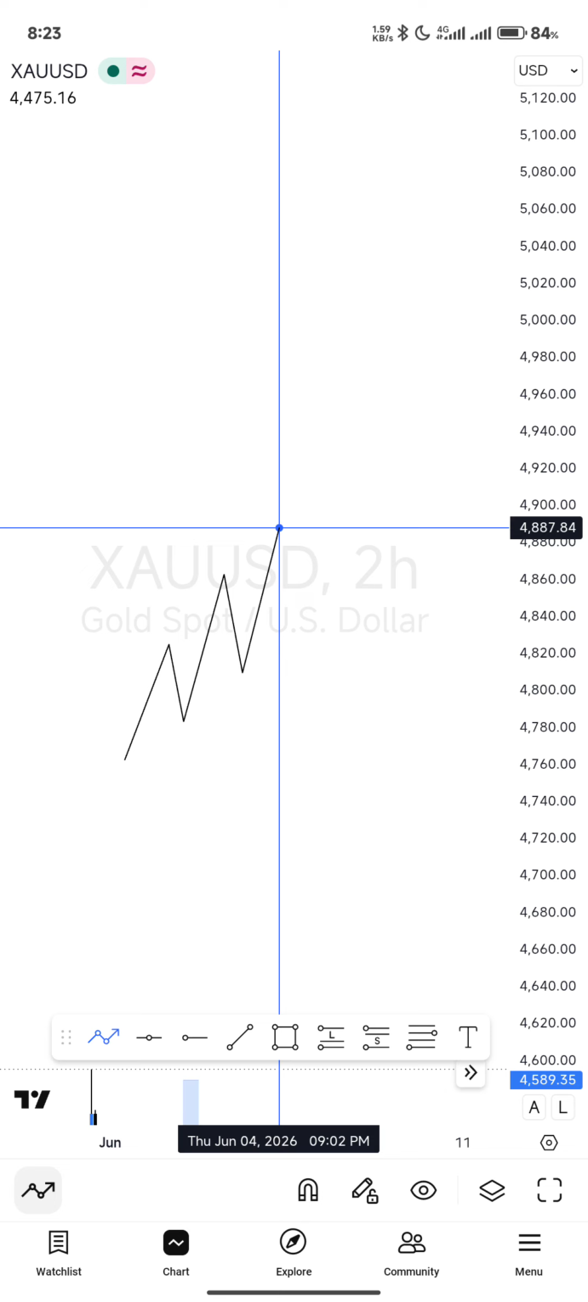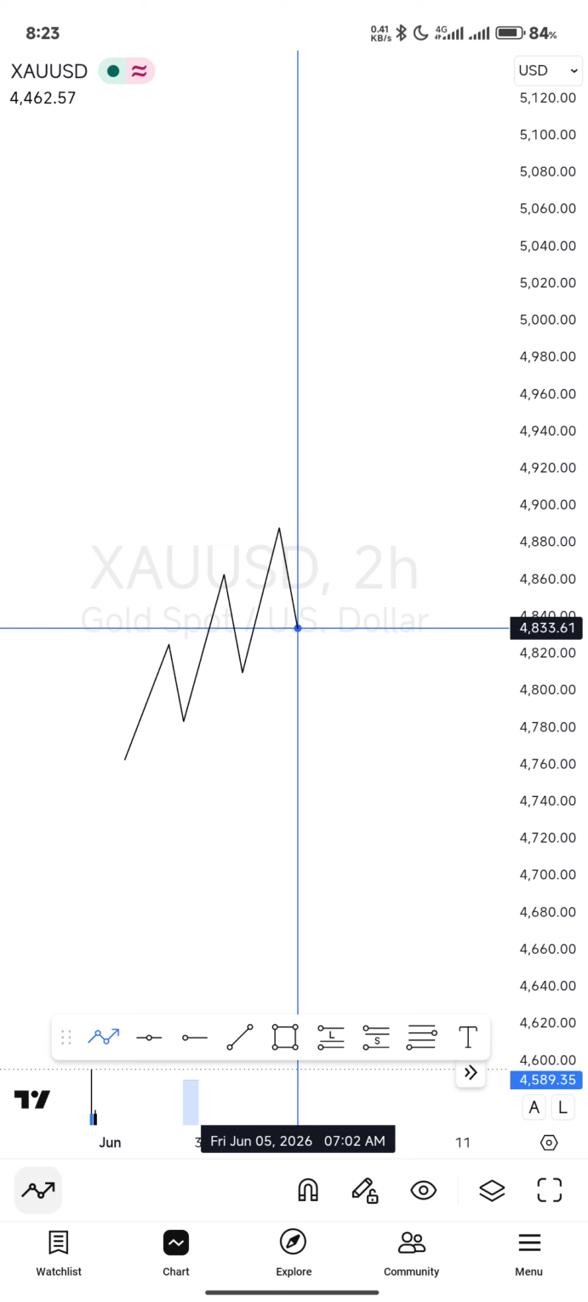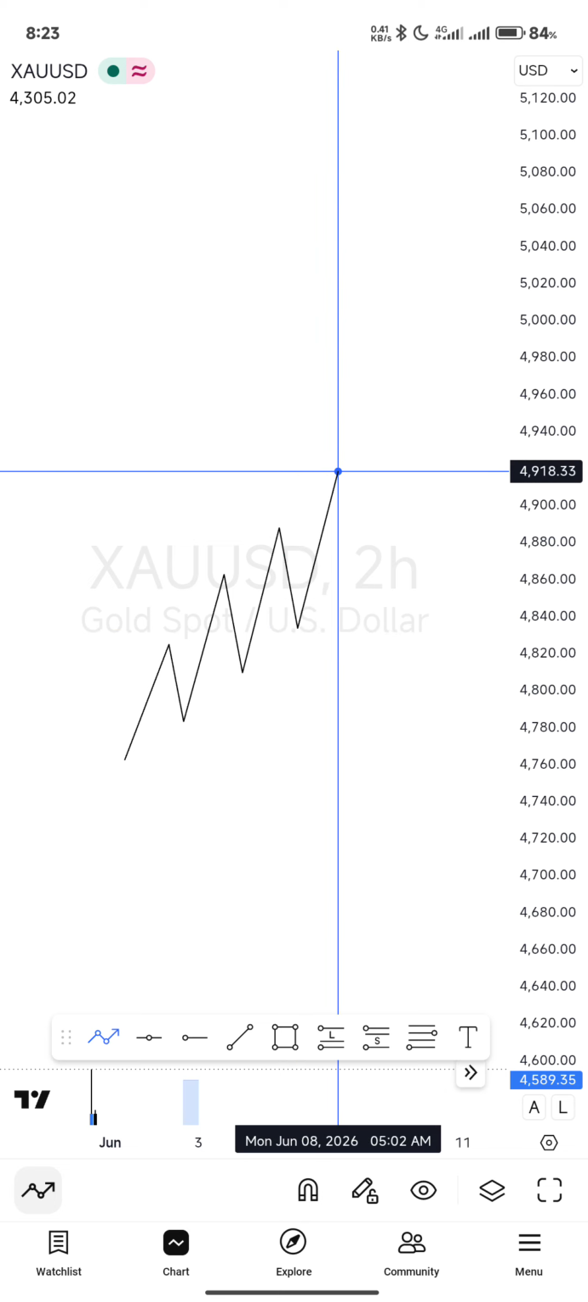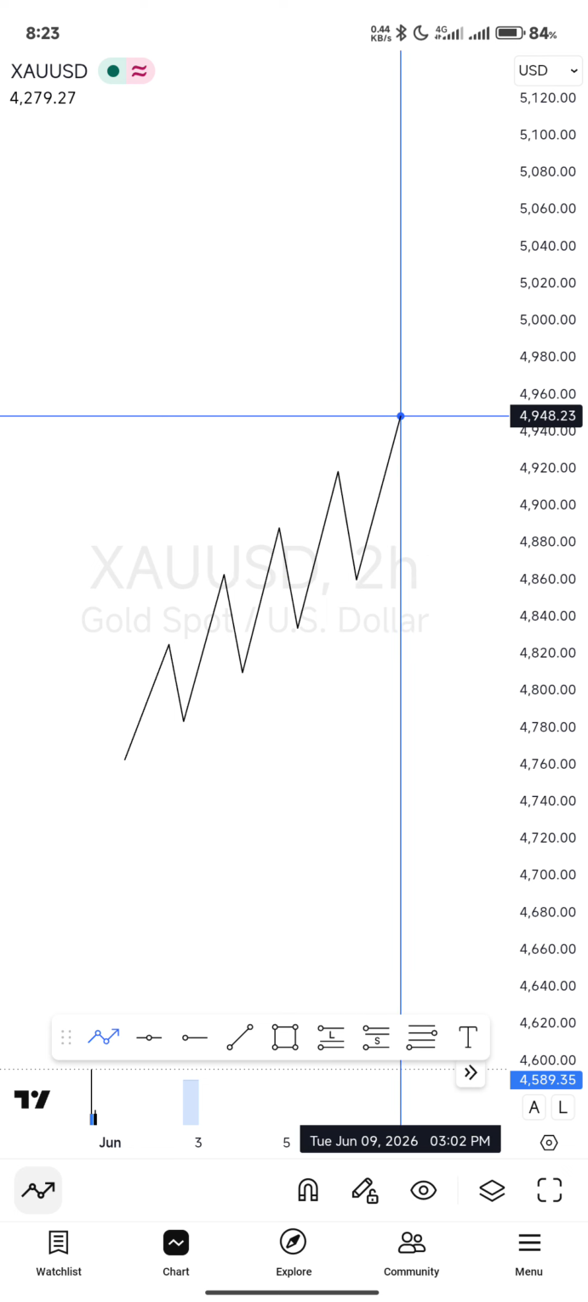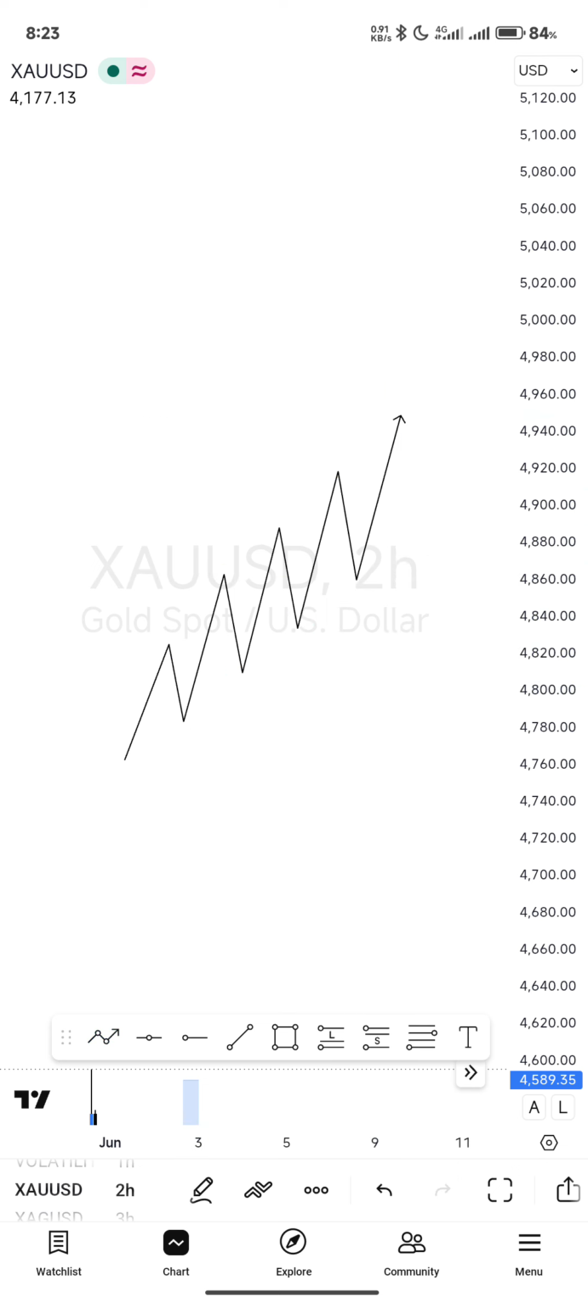The next thing should happen, higher low. The next thing should happen, higher high. The next thing should happen, higher low. The next thing should happen, higher high. So understanding market structure helps you understand what the market is currently doing and where it is going to. I hope you got that. So whenever you come to your charts, you have to always ask yourself, what is the current market structure?